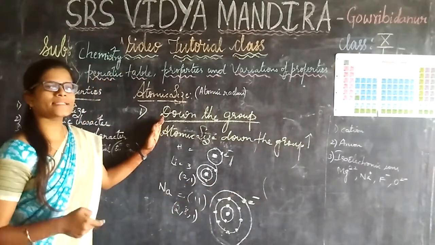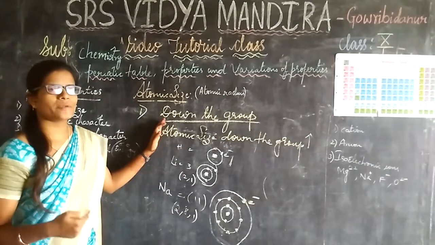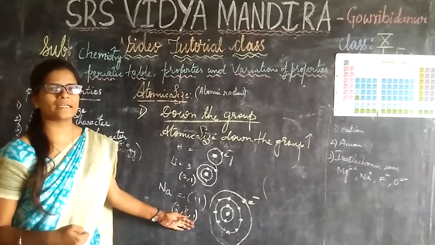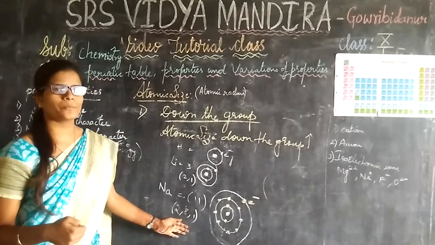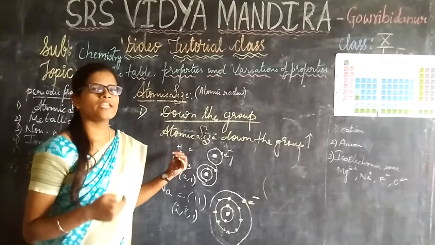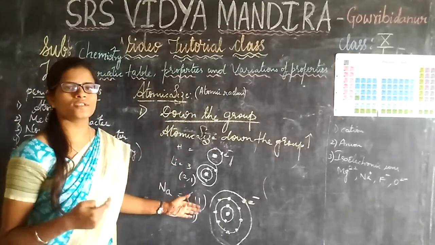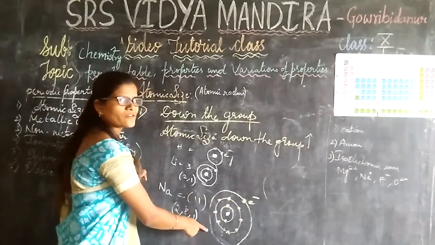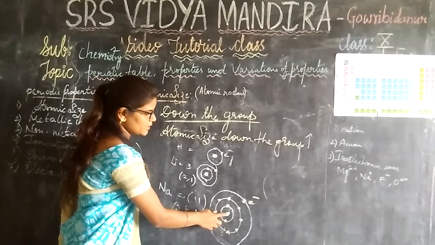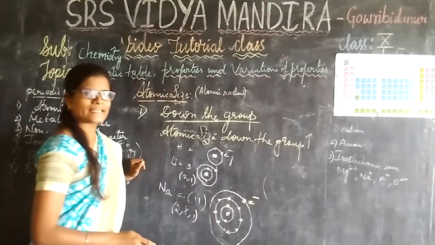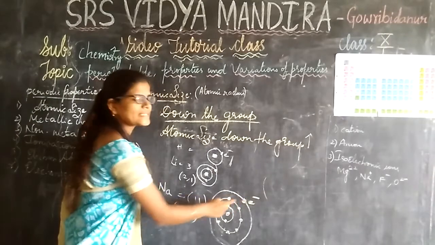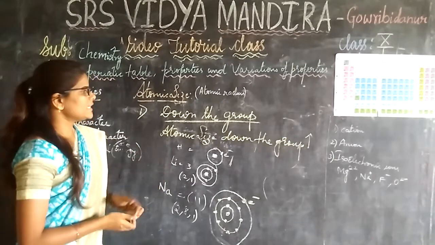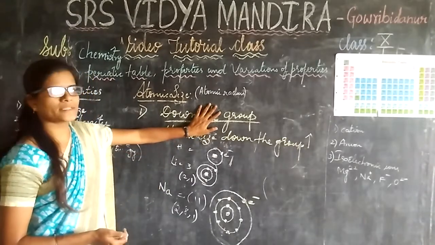See here, atomic size down the group increases because the number of shells down the group increases. What happens to nuclear charge? Nuclear charge down the group goes on decreasing because the number of shells will be increasing. Due to this, the force of attraction between the nucleus and the outermost shell will decrease, and the nucleus does not hold the electron tightly, so the nuclear charge down the group goes on decreasing. This is about how the atomic size behaves down the group.